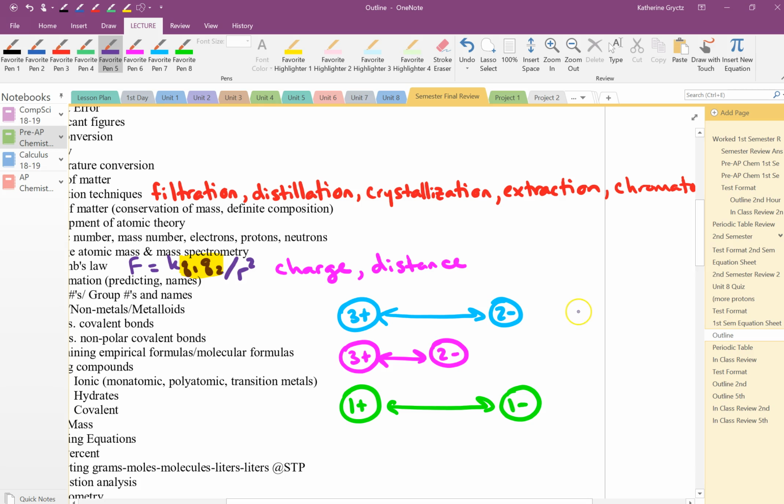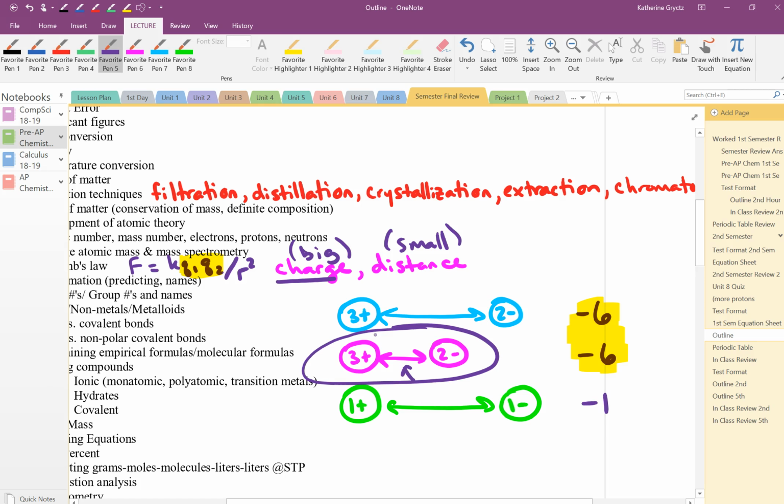Okay, so the multiplication of the two charges here is -6. Here it's -6, and here it's -1. Coulomb's law says you want that multiplication of the charges to be big. Big is good. Big is a strong force. And then on the distance, if you're going to feel the force between them, you want the distance to be small. So these two guys, the first two, have the same charge product. But the second one has a much smaller distance between them. So this one's going to feel the biggest force. And the one that's going to feel the smallest force is this guy.